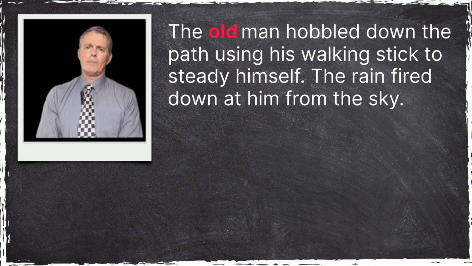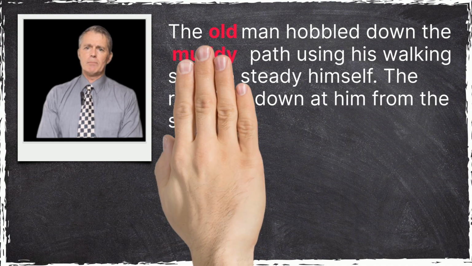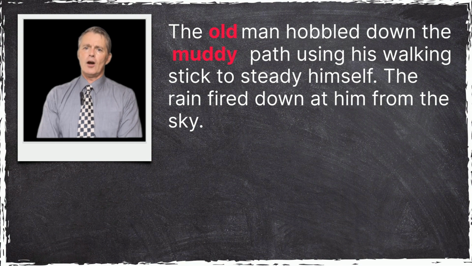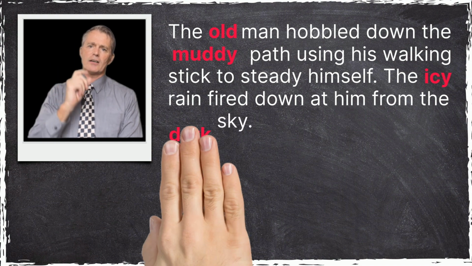The old man hobbled down the path. The old man hobbled down the muddy path. The old man hobbled down the muddy path, using his walking stick to steady himself. The icy rain fired down at him. The old man hobbled down the muddy path, using his walking stick to steady himself. The icy rain fired down at him from the dark sky.